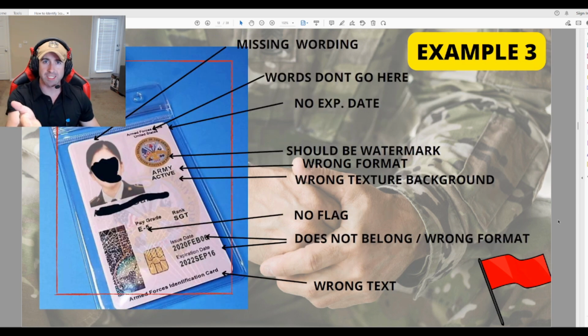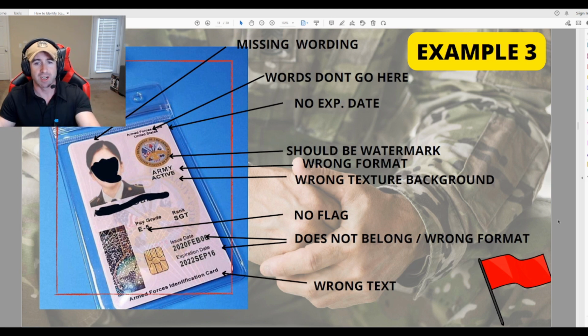And I mean, look at this. Look at these cards. Missing words, words don't go there. No expiration date. No watermarks. Wrong formatting. They have a texture in the background, but it's a random texture. There's no flag there. The rank's in the wrong place. The issue and expiration dates are in the wrong areas. The Geneva logo is not at the bottom.